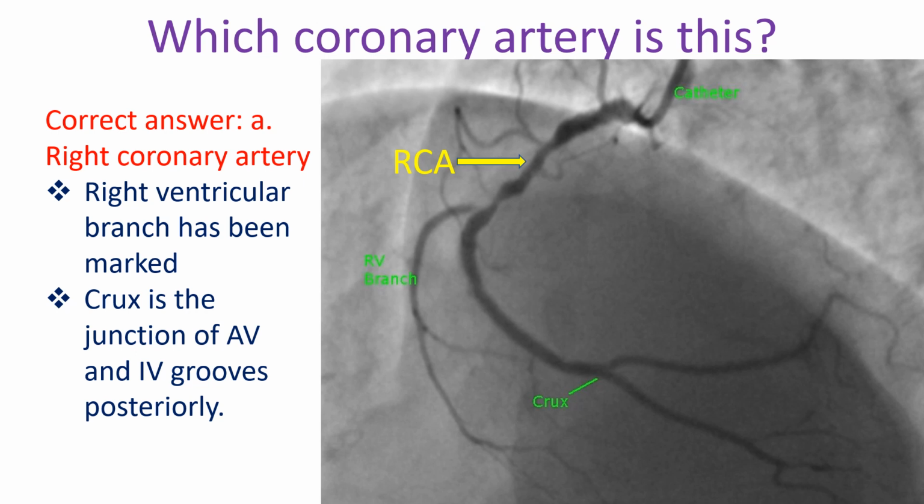Crux is the junction of atrioventricular and interventricular grooves posteriorly. RCA divides into posterior descending coronary artery and posterior left ventricular branches at the crux. This is dominant right coronary artery as it crosses the crux.